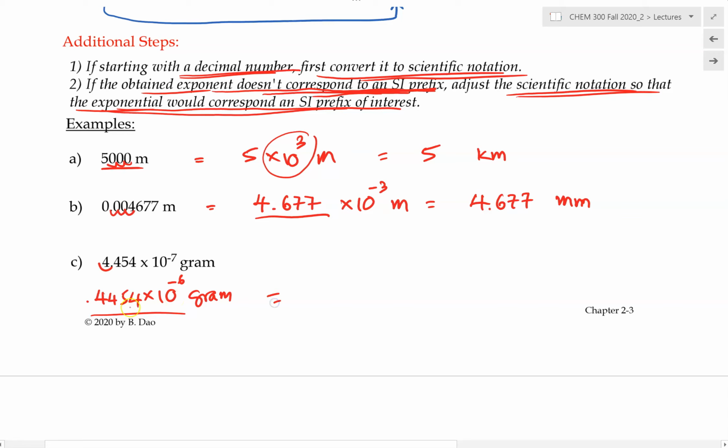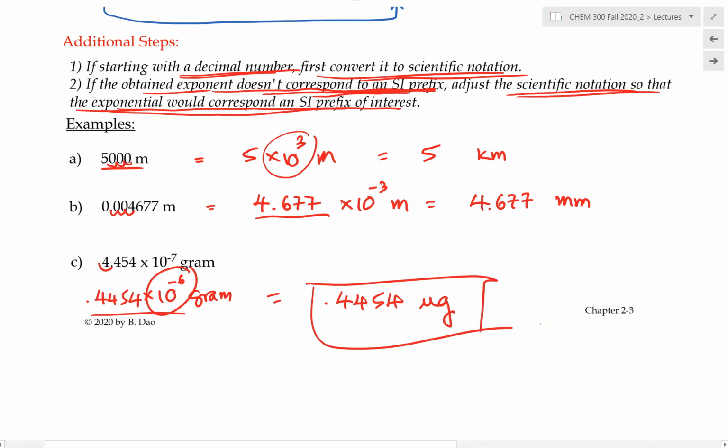And now, once we obtain this answer, we can change this into the prefix micro. So this is equal to 0.4454, not times 10 anymore, but now we'll be using micro. So micro is that μ right there, that's the abbreviation of micro, followed by gram. The abbreviation of gram is g, so we can now write g rather than gram. And this is what we'll be having: 0.4454 microgram.